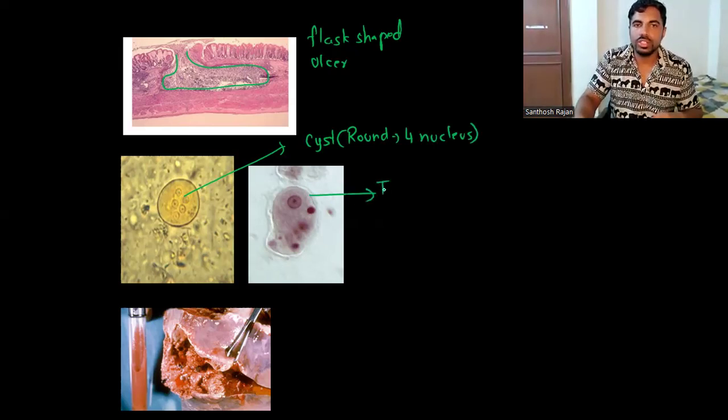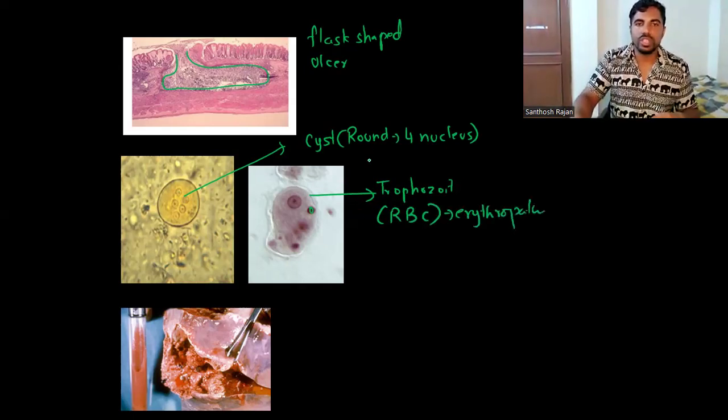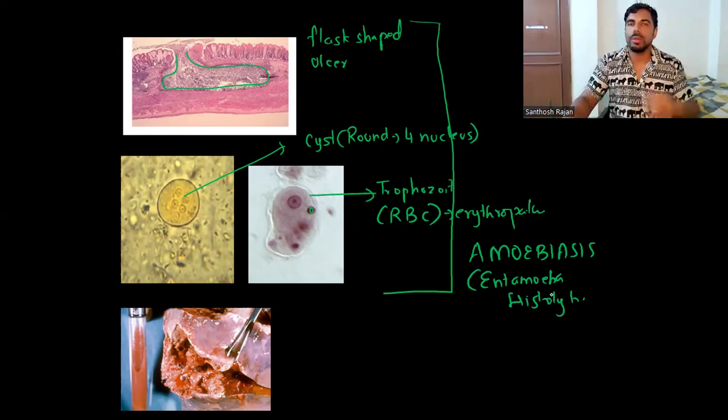This is a trophozoite. You see this trophozoite. It has RBCs inside. We call it erythrophagocytosis. I'm not going to go deep there. So this picture comes. What is the answer? This is amebiasis, usually caused by Entamoeba histolytica. If you get this picture, you'll be very, very happy and should be lucky.